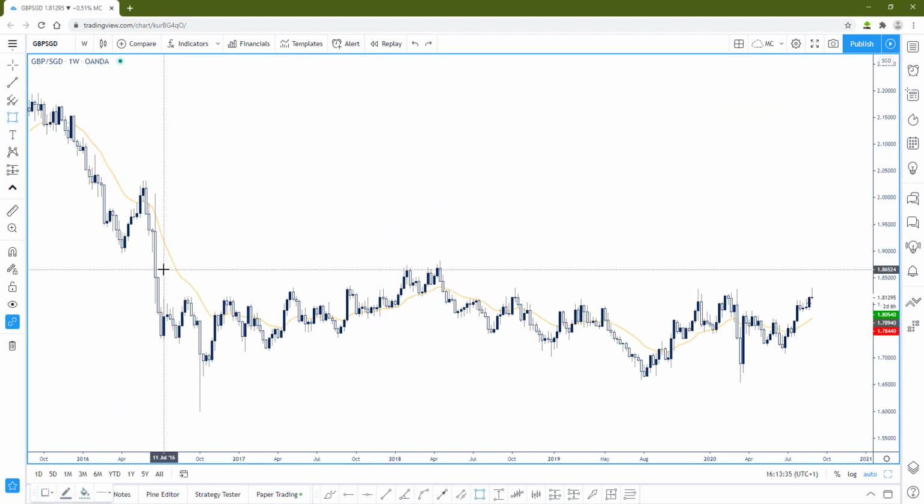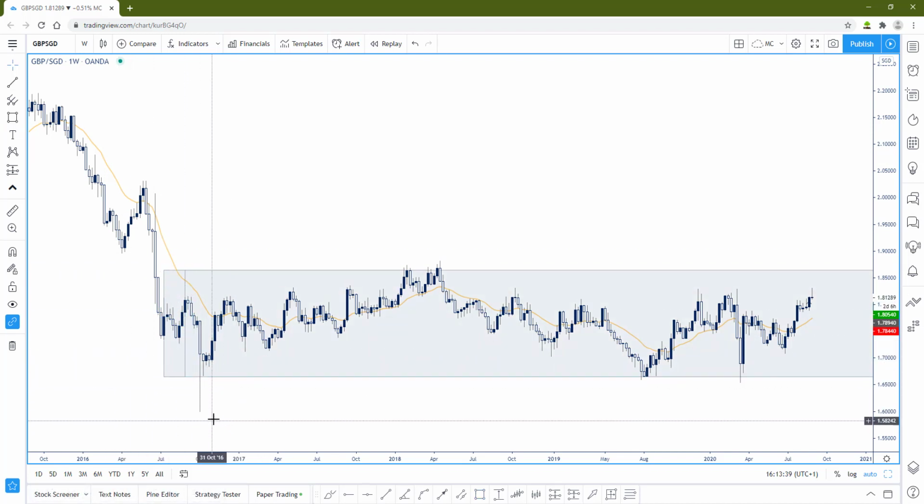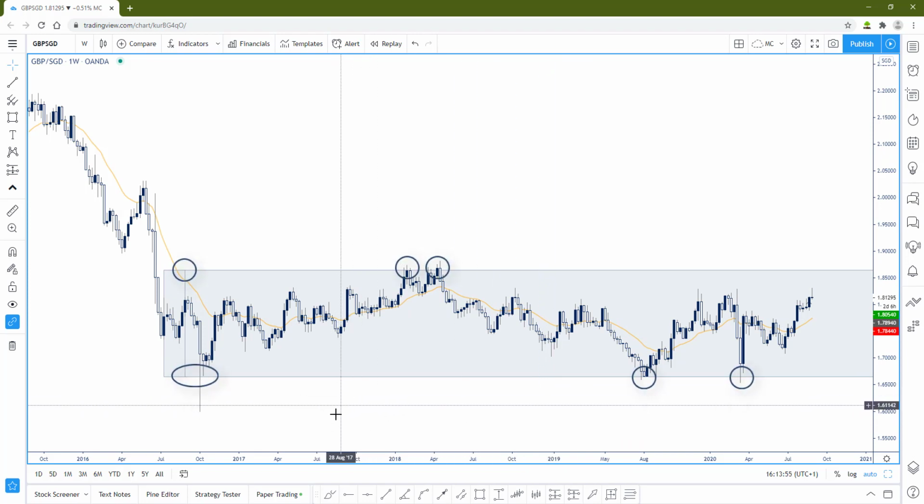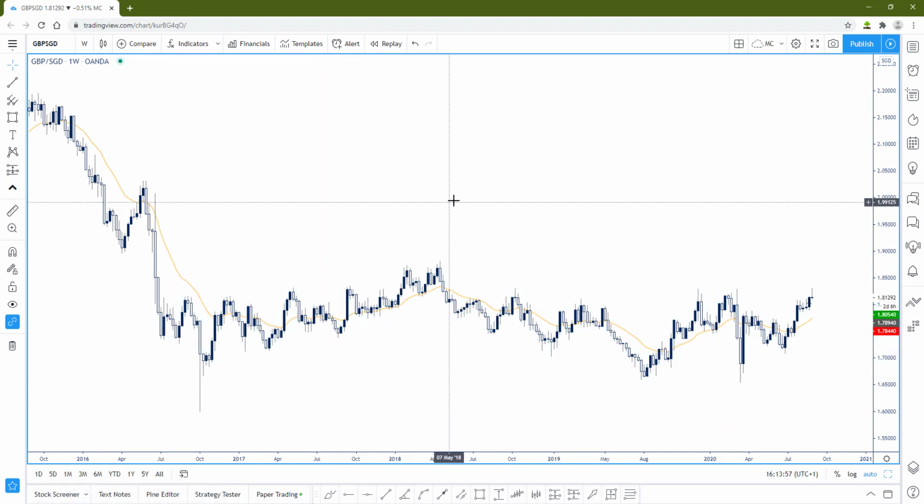You can see here that price has been in this 2000 pip long-term range since 2016, after the Brexit announcement that happened in June, and price sold off. After that, price started ranging, and we're still inside this 2000 pip range, and you can see that we have strong reactions to both sides of this range.